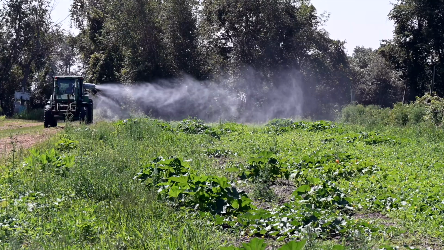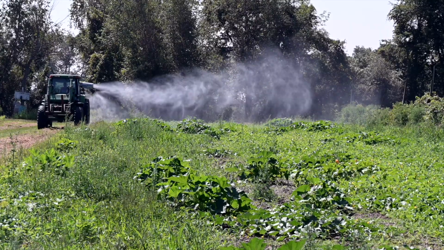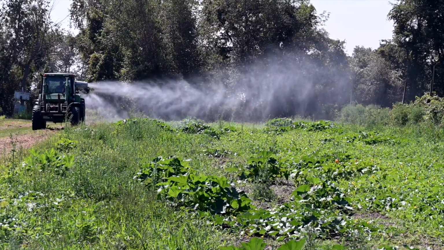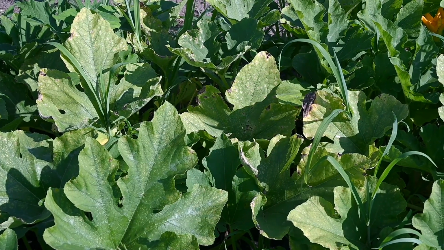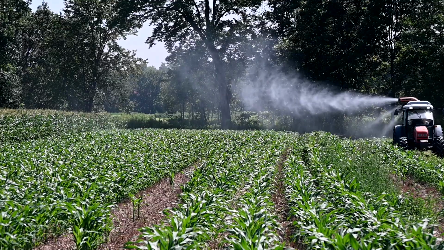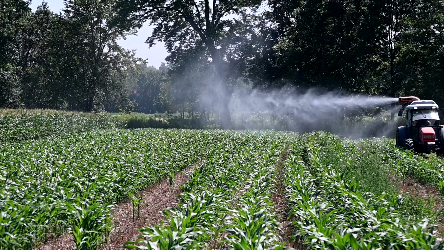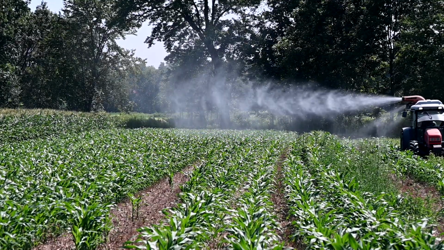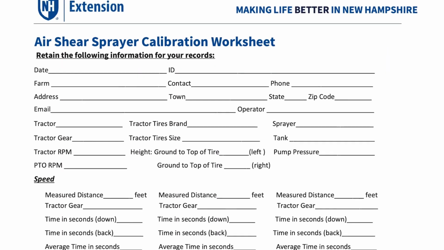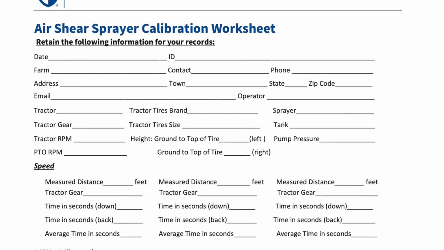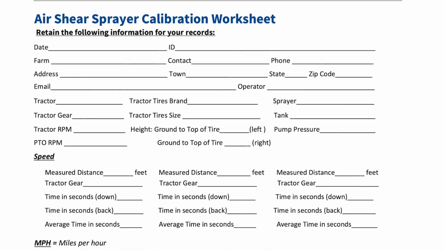When sprayers are used without regular calibration, you risk over or under applying chemical pesticide products, which can lead to problems such as low yields, damaged foliage, soil contamination, and even pesticide-resistant insects and weeds. With this simple worksheet, you'll be able to see to it that your air shear sprayer is functioning as it should and in a cost-effective manner.